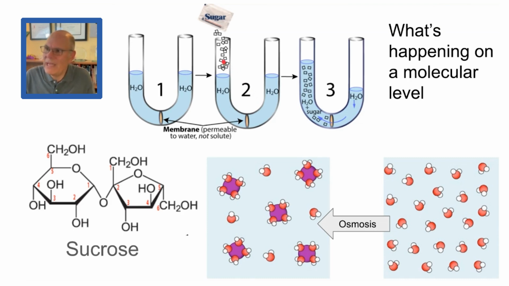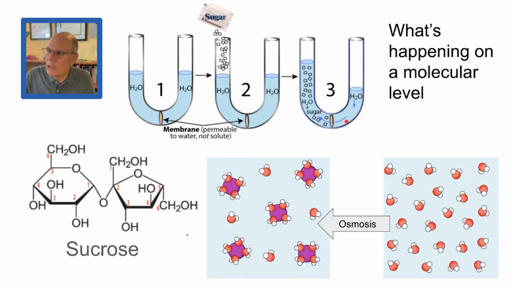When you add solute, you're adding, in this case, sugar. And sucrose has all of these hydroxyl groups on the outside. The water molecules are in random motion. The sucrose molecules are in random motion too, but they're stuck on this side of the U-tube. Why? They're stuck because the membrane is not permeable to sucrose.